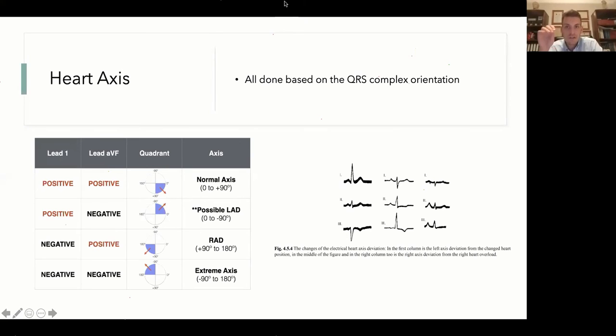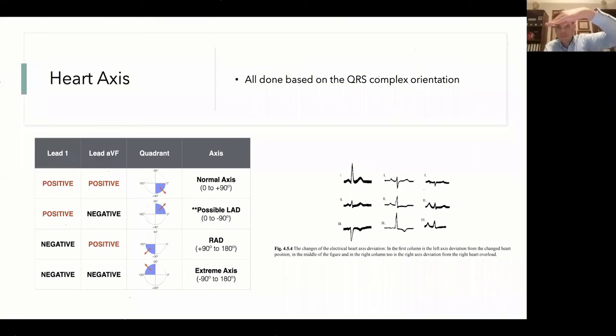I know this is hard, but it is a fact that you will actually have to memorize this. You will need to know what it means for the axis to be in a certain position. So LAD, okay, will mean left axis deviation. So that means that the heart is shifted to the left.